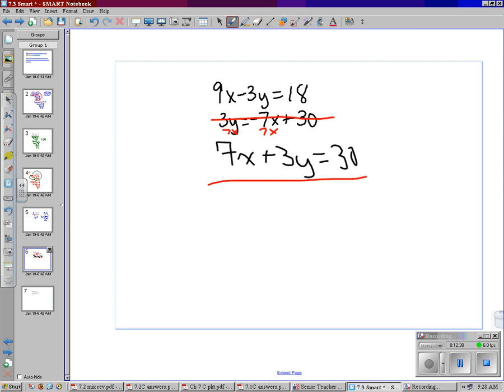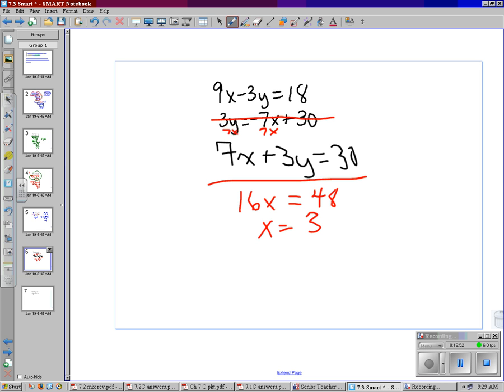So 9x and 7x plus, 16x. What happens to the y's? They cancel. 18 and 30 gives us plus 48. And when we divide, x will be equal to 3. Which one should we substitute back into? Any preference?